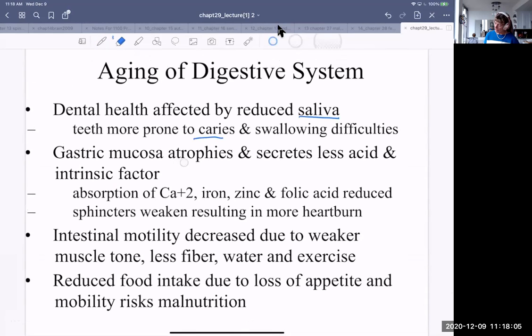The gastric mucosa atrophies as well and secretes less acid and intrinsic factor. So that can reduce the absorption of some vitamins and minerals. Sphincters weaken. So the sphincter between the stomach and the esophagus can cause esophageal reflux and heartburn. Motility is decreased because there's less muscle tone, less fiber, less water, and less exercise.